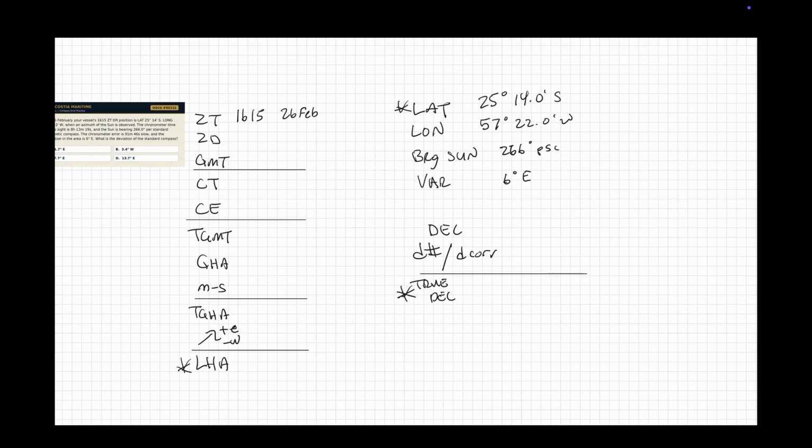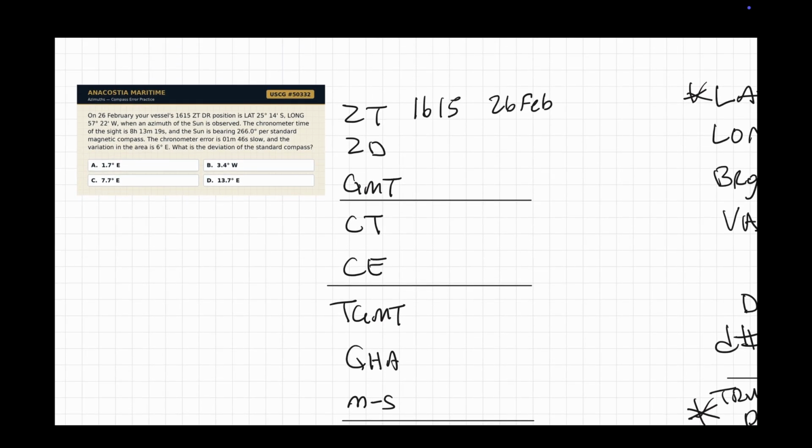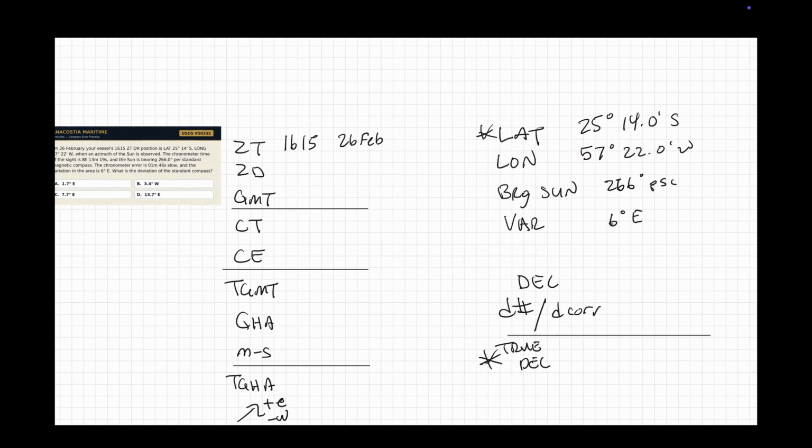All right. So first things first, they gave us our chronometer time. All right. And they said 8 hours, 13 minutes, 19 seconds. Okay. But how do we know if it is 2000, which is 8 at night, or 0800, which is 8 in the morning? Okay. In order to figure that out, we need to utilize our longitude and figure out our zone description in order to get our GMT.